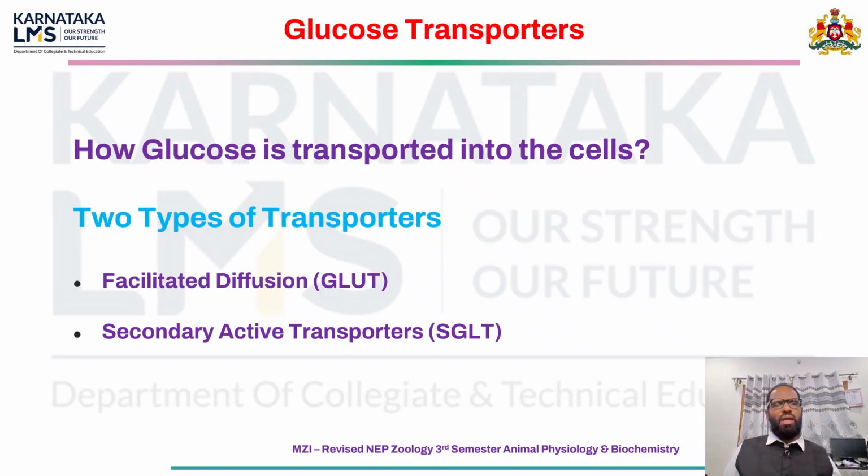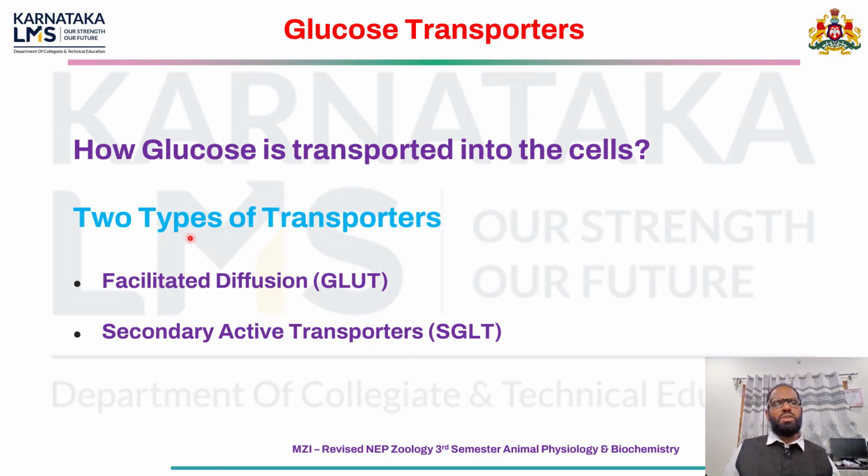In the next slide, we are going to study how exactly glucose is transported into the cell. Once it is absorbed, it will enter into the blood, and from the blood, that glucose must enter into the cell. There are two types of transporters responsible for the transportation of glucose from the blood into the cell.